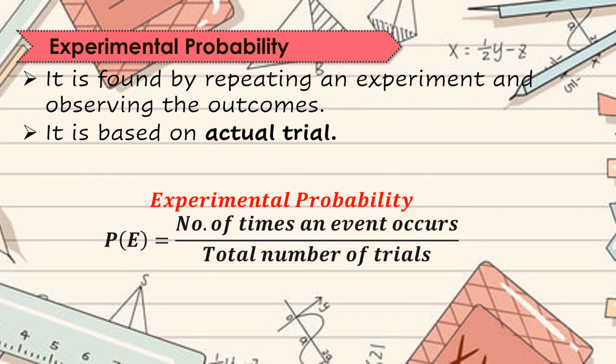Yes, and that's all. This is the experimental probability, which is always based on actual trials and is found by repeating an experiment and observing the outcomes. To easily find the experimental probability of a given problem, just use this formula: number of times an event occurs over the total number of trials.